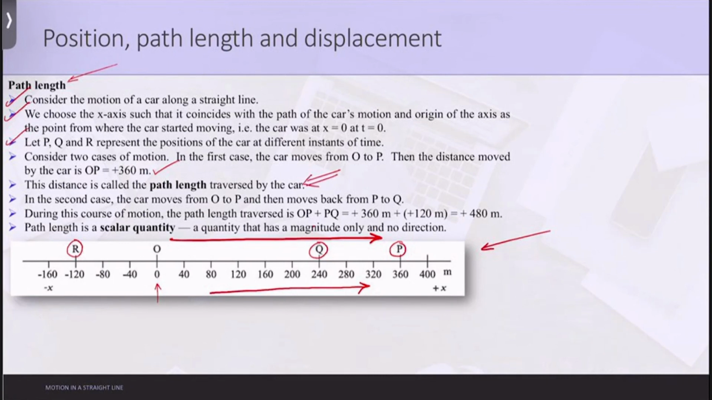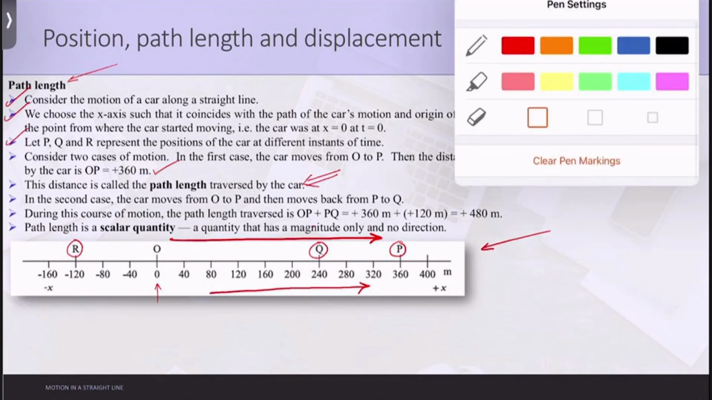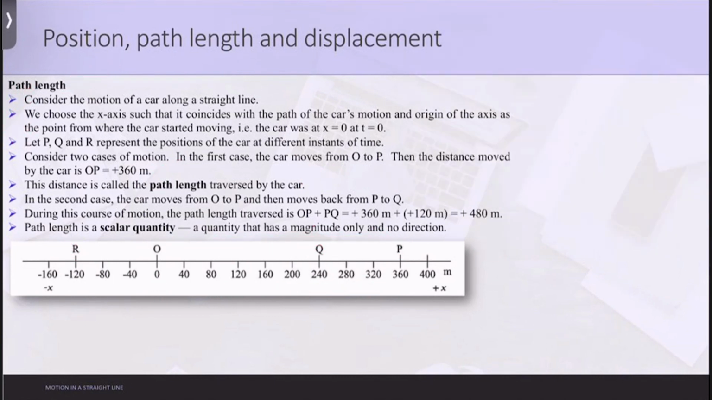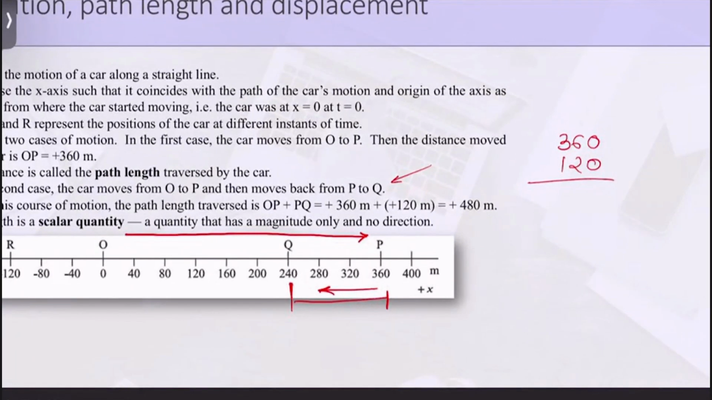Now let us see the second case. What happens in the second case? The car moves first of all from O to P. Let us say this is the first movement, and then it moves back from P to Q. So let's say this is the second movement and it stops here. During this course of motion, the path length traversed is nothing but OP plus PQ. OP is nothing but your 360, and PQ will be 360 minus 240, which will give you 120. Just add both of them, because we are measuring the path traversed, right? There will be no negative sign here. We are first going in this direction, then coming back. So the total complete path which you travel is 360 plus 120, which is equal to 480 meters.